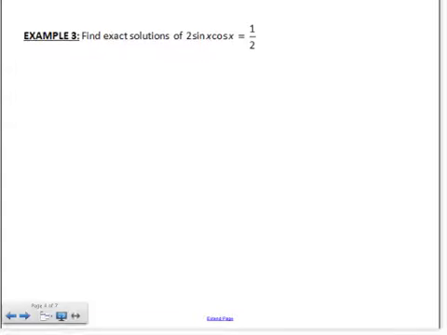Okay, exact solutions. What does exact solutions mean? It means don't use a calculator. That's what it means. All right, so notice that what we have here is 2 sine x cosine x. So if you're really smart, you recognize that as sine of 2x. Cool. I love my double angle for sine. It's my favorite one because it's so easy. All right, how are we going to do this?